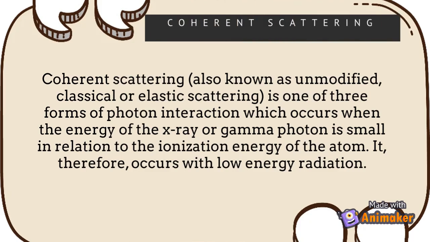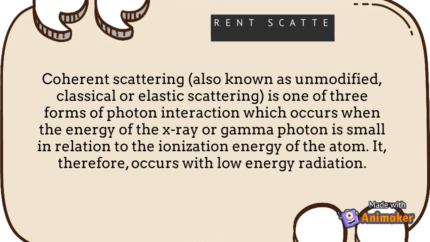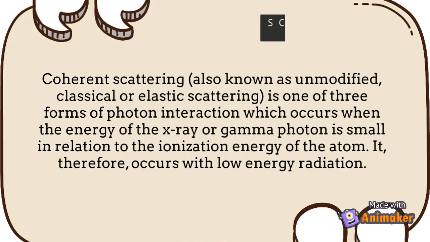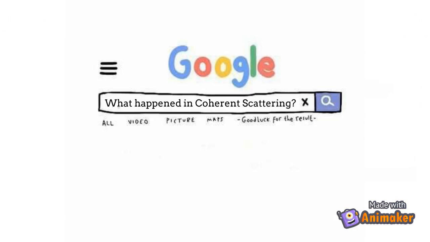Coherent scattering. Coherent scattering, also known as unmodified, classical or elastic scattering, is one of the three forms of photon interaction. It occurs when the energy of the X-ray or gamma photons is small in relation to the ionization energy of the atom. It therefore occurs with low energy radiation.